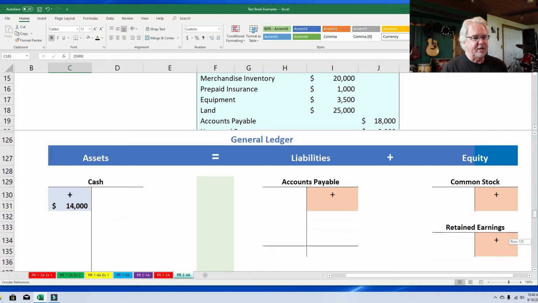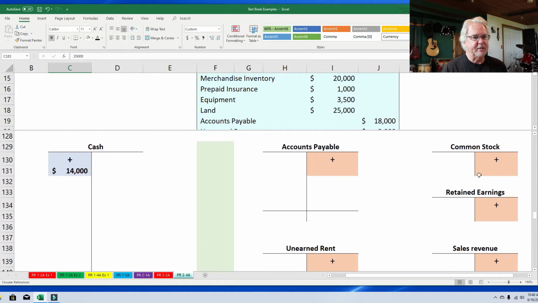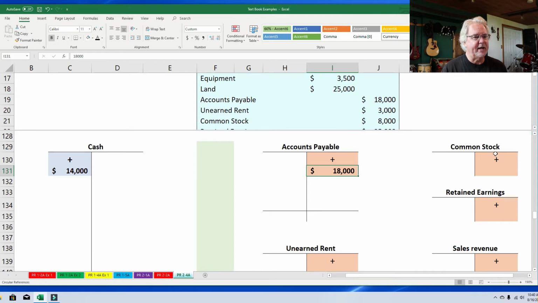So coming down the list here, here's accounts payable. Accounts payable is on the right-hand side. It's under the credits. Credit means right. That's all that it means. Does not mean add, does not mean subtract. It just means right. And then we've got unearned rent.